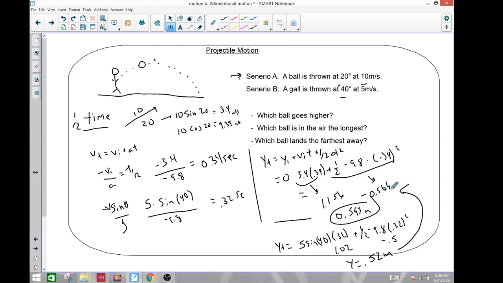Okay, so that's a good, interesting question. Which ball goes higher? That's I think where we'll end this page here. Which one is in the air the longest? We did that right here, both real close. There's not a big difference here in velocities, but which ball lands the farthest away? And of course, you can solve that problem out. We're going to skip that one for now because it's getting long enough.